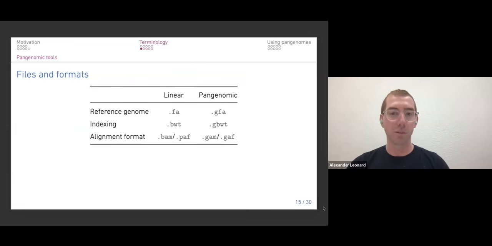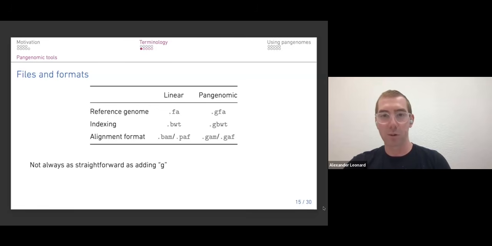And if we jump into file formats, again, these are slightly based more on graph genomes, but we see that this transition is relatively straightforward. A linear reference genome is typically a FASTA sequence, so .fa. In the pangenome world, we talk about sort of a graph FASTA, so GFA. Indexing, we might do linearly with something like a Burrow-Wheeler transform, so BWT. For pangenomes, of course, they just take a G on, so it's GBWT. And again, for BAM and PAF alignment formats, they conveniently have GAM and GAF.